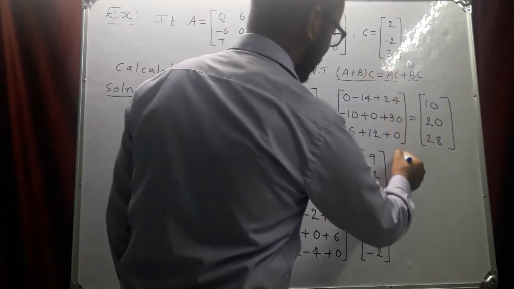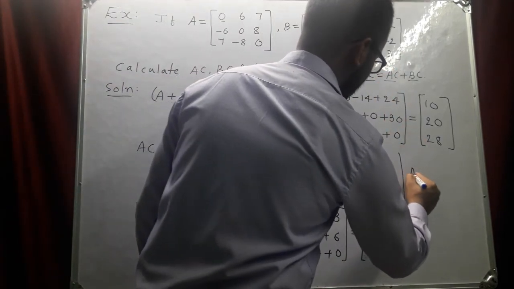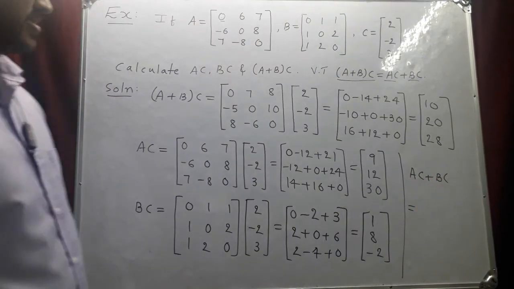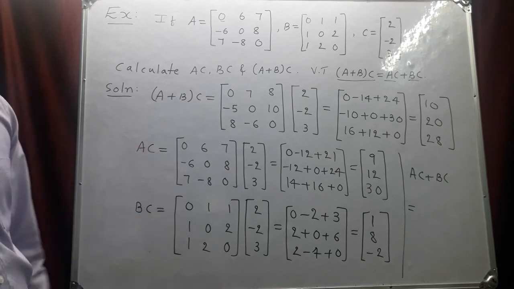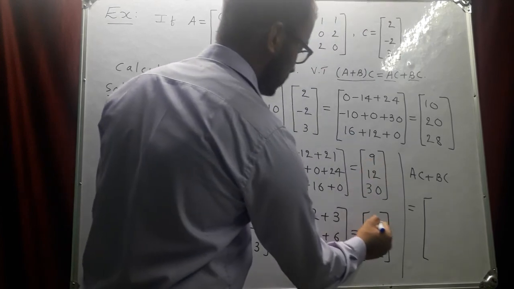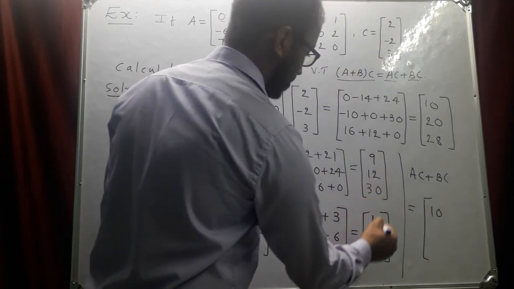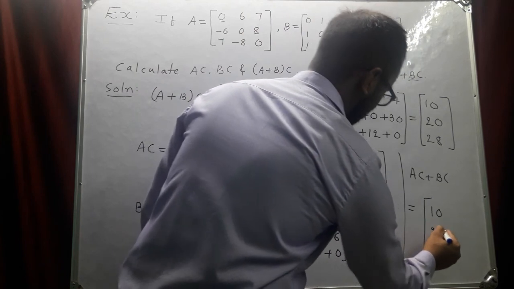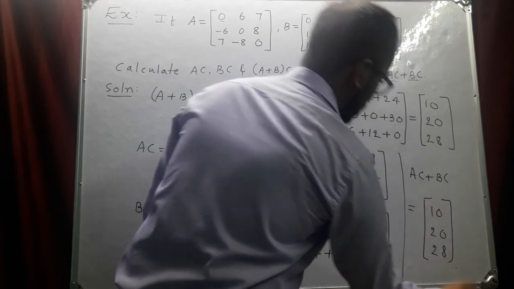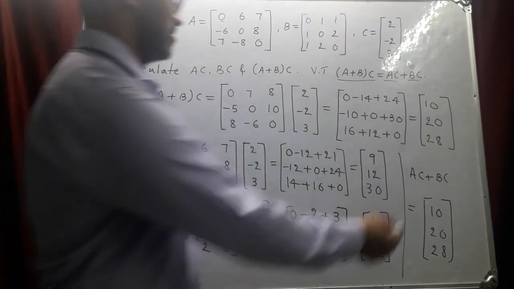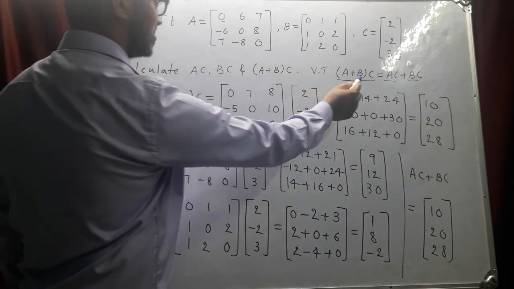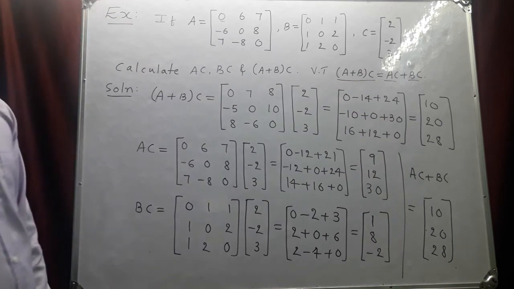What we have to find? We have to find AC plus BC. If you find the value of AC plus BC, that is adding these two matrices, what will we get? See here, 9 plus 1, 10, 12 plus 8, 20, 30 minus 2 becomes 28. So clearly these two matrices are the same. So we can conclude that A plus B into C is equal to AC plus BC.